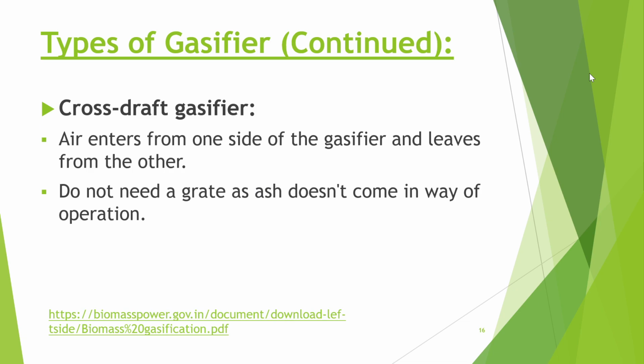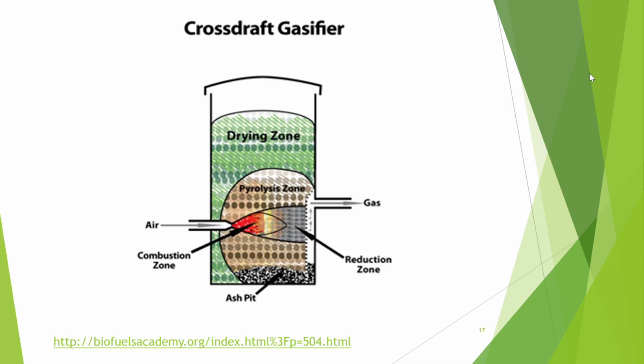In a cross draft gasifier, air enters from one side and leaves from another. It means a cross movement of gas and the fuel. Here we will not need any grate as ash doesn't come in the way of operation. That's an advantage here. So we can see a simple diagram of a cross draft gasifier. There is a drying zone, then pyrolysis. Air is introduced through a nozzle into the combustion zone directly, and the gas is retrieved from the parallel nozzle out there. And the reduction zone is very small here. An ash pit is there, but we don't need any grate here.